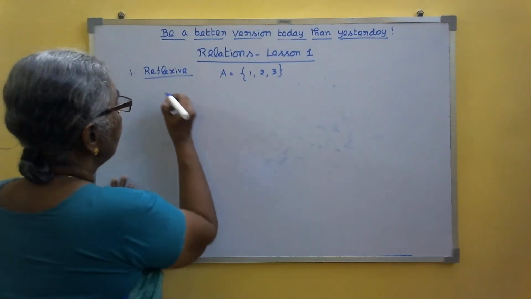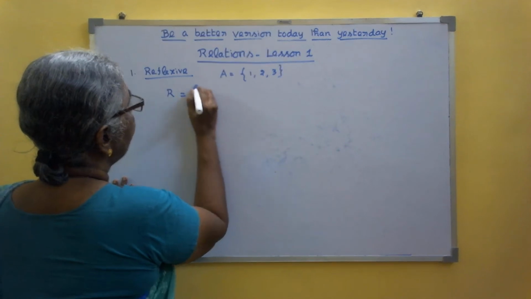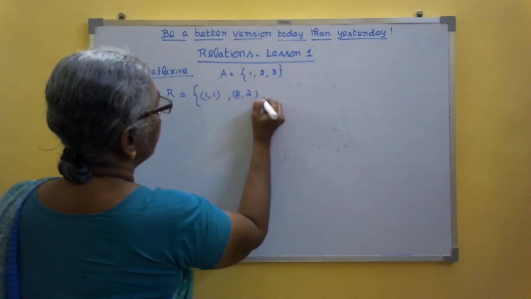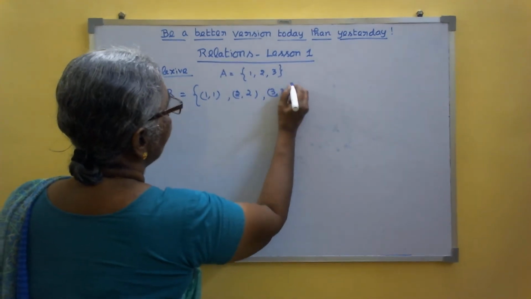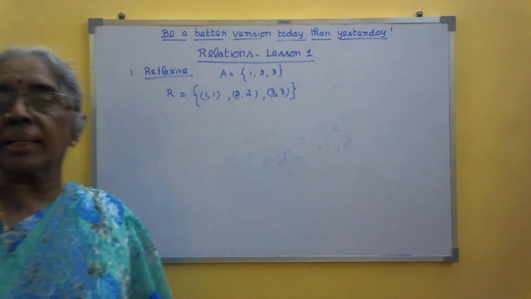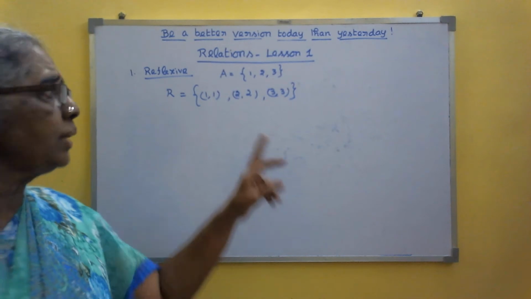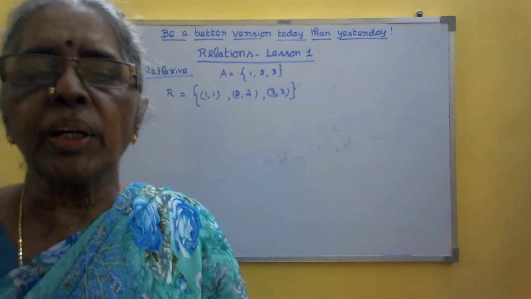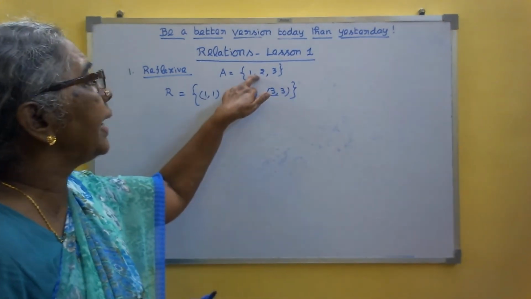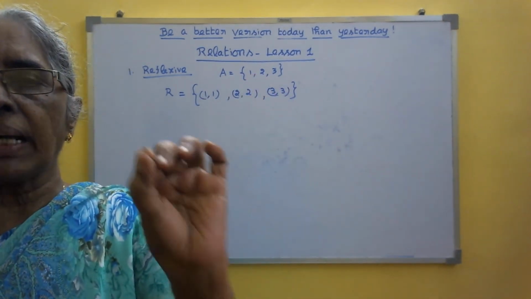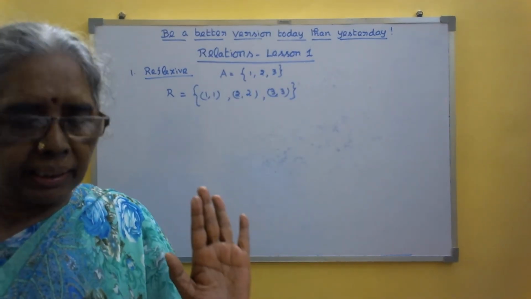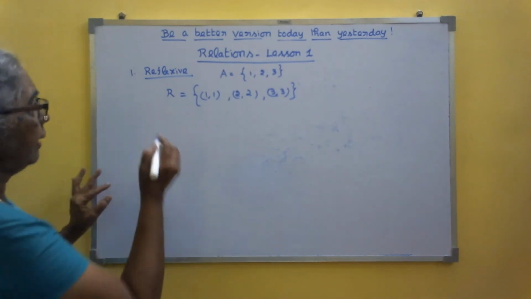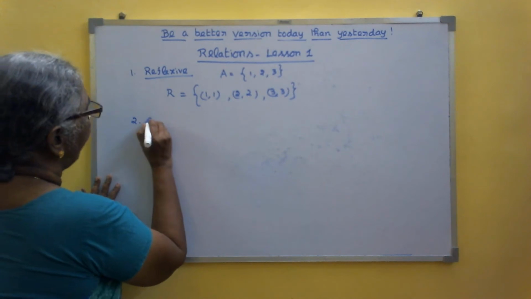So now the reflexive relation means I can write (1, 1), (2, 2), (3, 3). This is the reflexive relation. Suppose you just write (1, 1) and (2, 2), that is not reflexive, because for every element of set A, you should have a reflexive pair. That is only reflexive relation. Are you clear? Okay. Then let me move on to the symmetric.